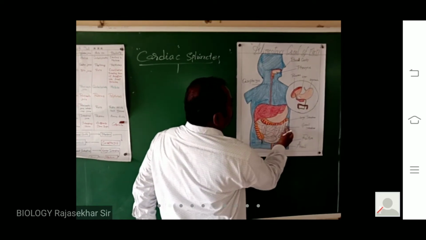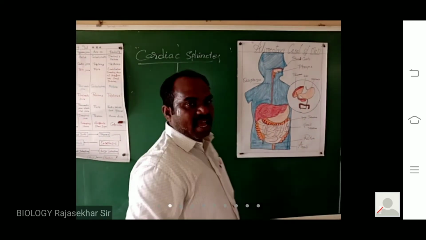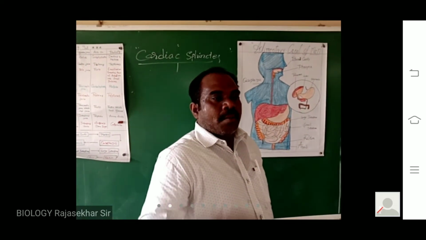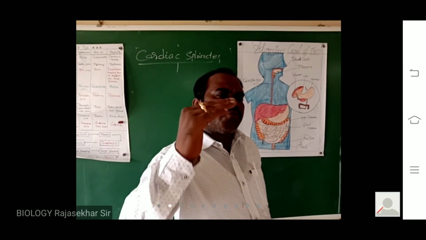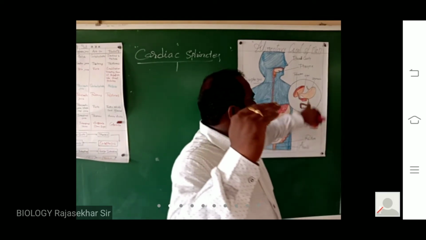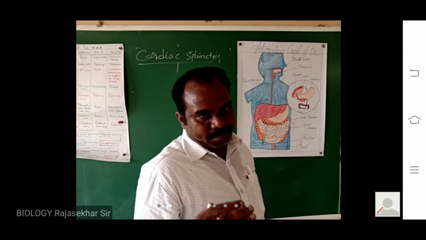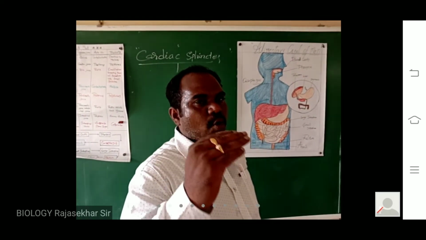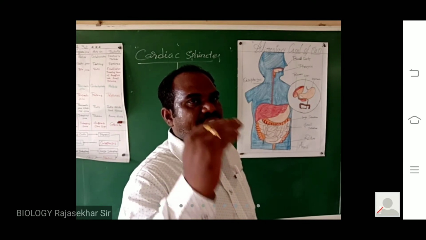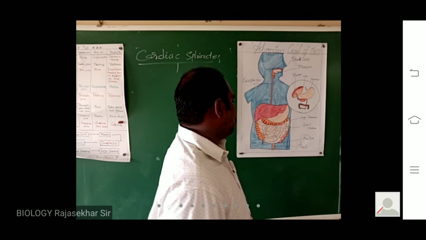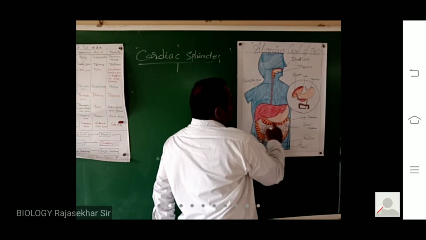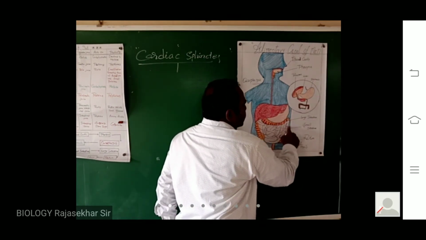Next, the stomach opens into the small intestine. Some amount of food material digestion takes place in the stomach. Maximum amount of the food material digestion takes place in the stomach except carbohydrates. Next, the stomach opens into the small intestine.